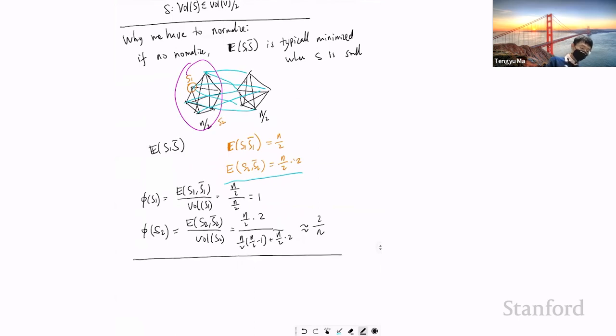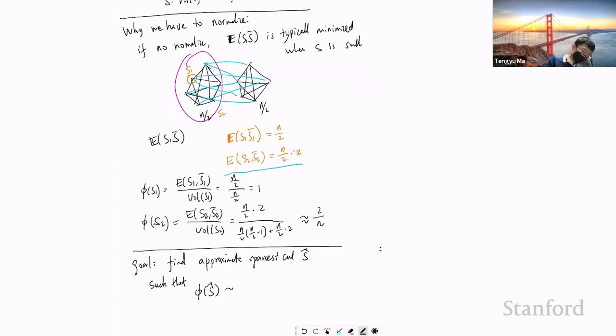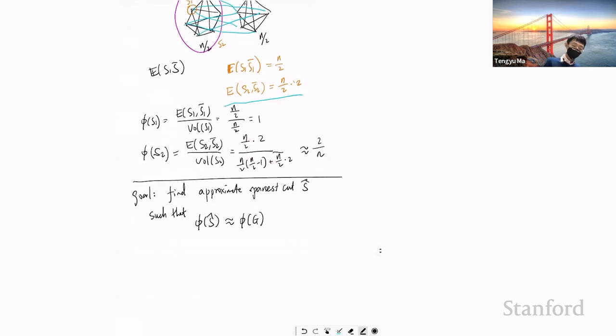Now we have to define the goal. Because you have a worst case graph, we have said that the goal is to find an approximate sparsest cut S hat, meaning that you want phi of S hat to be close to the sparsest possible cut phi of G. And the approach we're going to describe is still eigen decomposition.